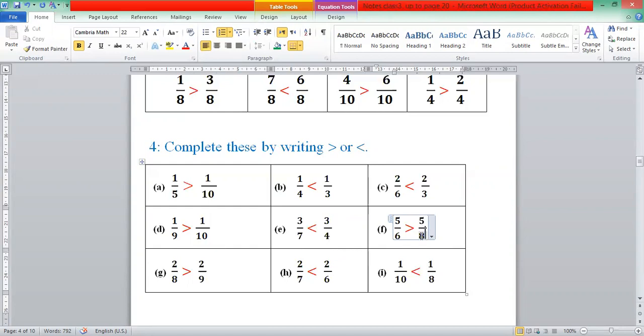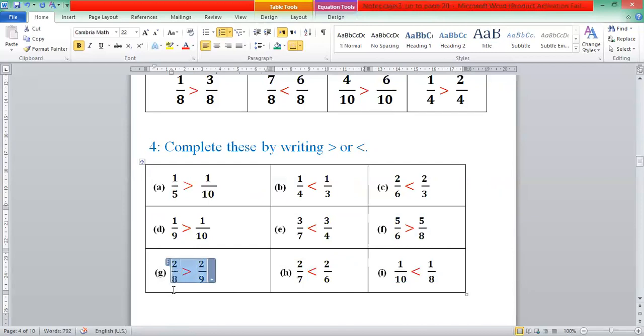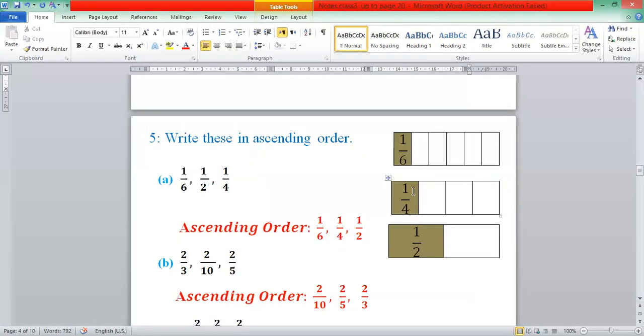5 over 8 means 5 parts out of 8. Here 5 parts out of 6. It means this portion is greater than 5 over 8. 2 over 8, look at this portion. 2 over 8 is greater than 2 over 9. Similarly here 2 over 7 is smaller than, or is less than, 2 over 6, and 1 over 10 is less than 1 over 8. So here in these diagrams you can understand the concept of unlike fractions better.